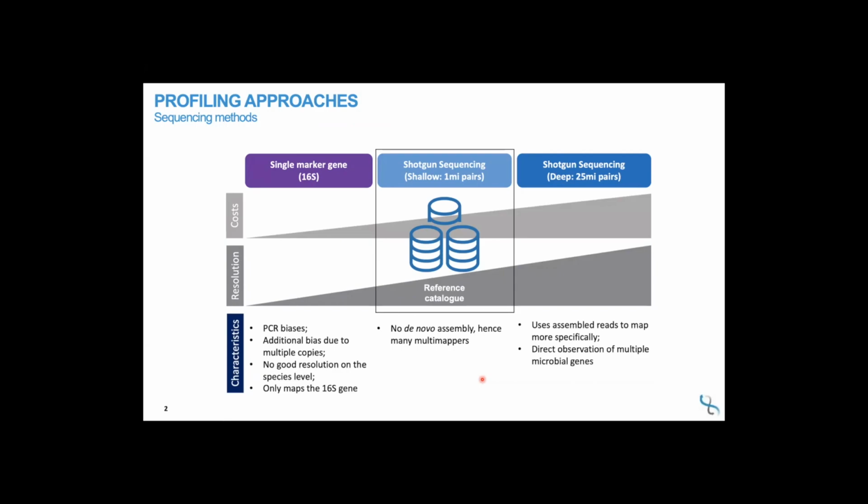However, it has many limitations based on PCR biases. A few bacteria have multiple copies of this gene. And the main problem is that we cannot have a very good resolution on the level of the bacterial species, only on the genus level. And another thing is that because we are only mapping one gene, we can only infer what the other bacterial genes present in a microbiome are, based on the taxonomic profile that we did before. So we can only infer, we cannot directly map these genes.